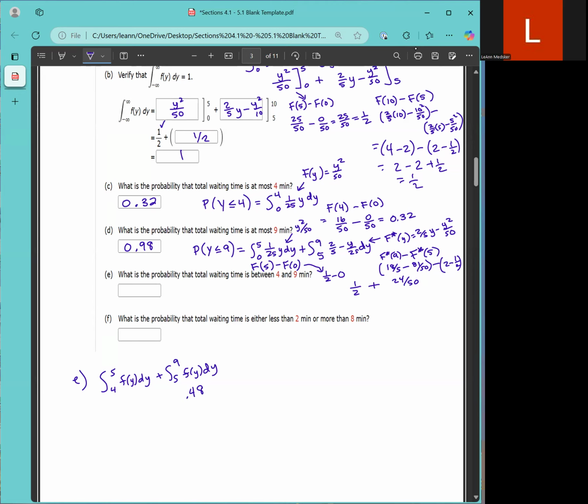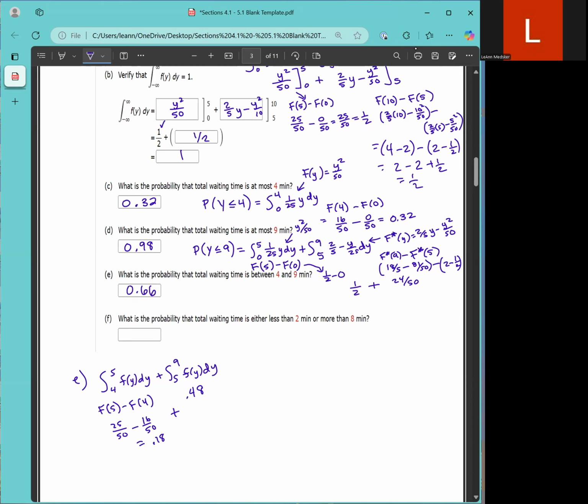This one will have F of 5 minus F of 4. So that's 25 over 50 minus 16 over 50. That's going to equal 0.18 when you work it out to a decimal. So if you add these two together, I get 0.66.